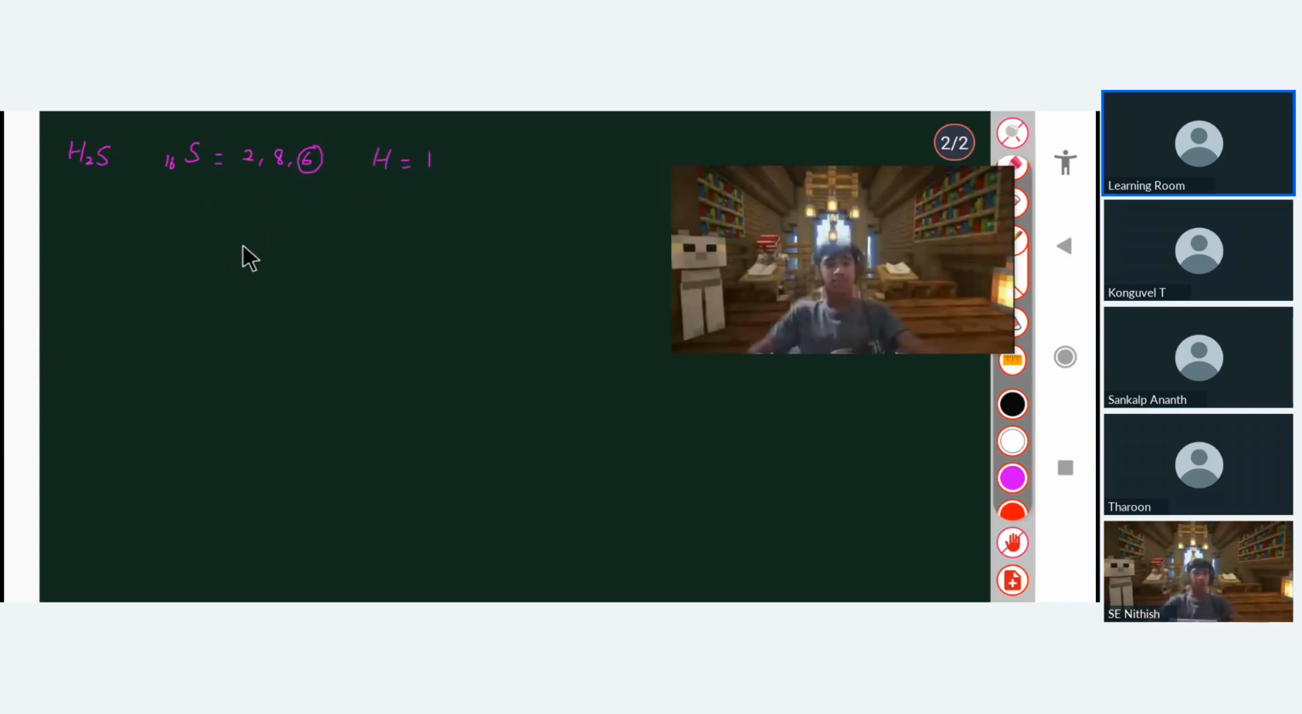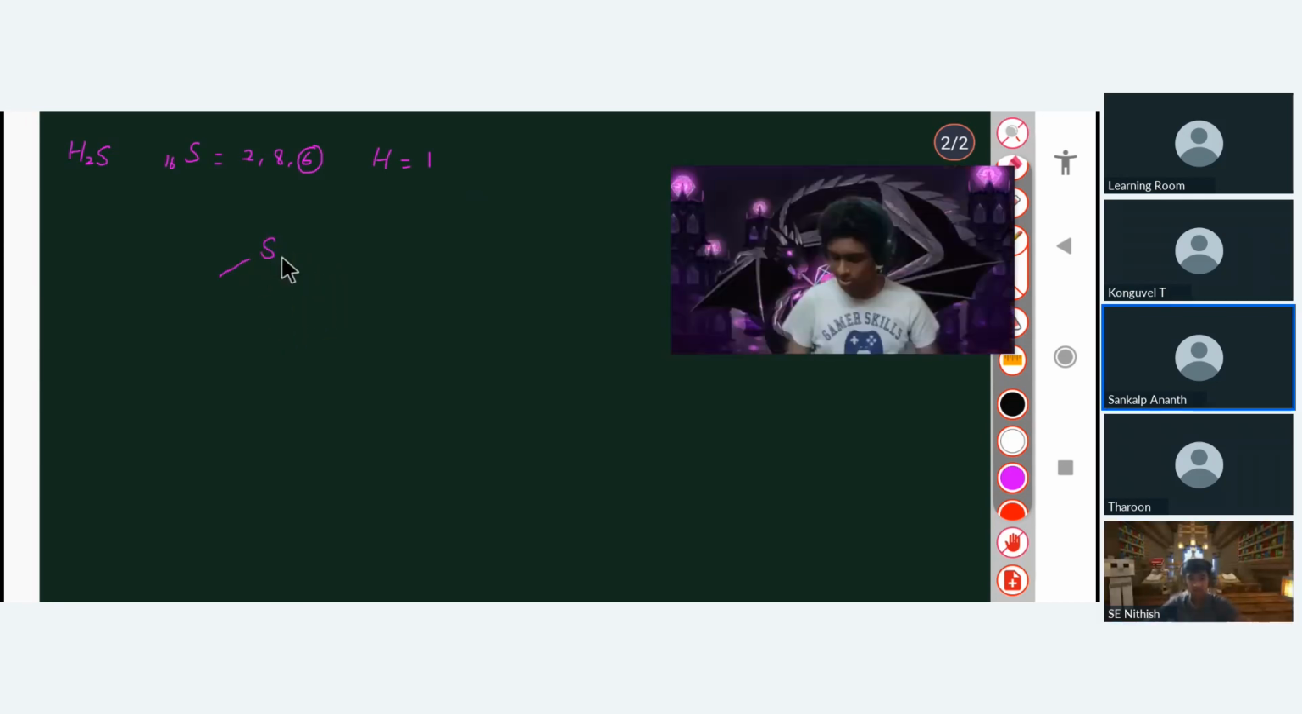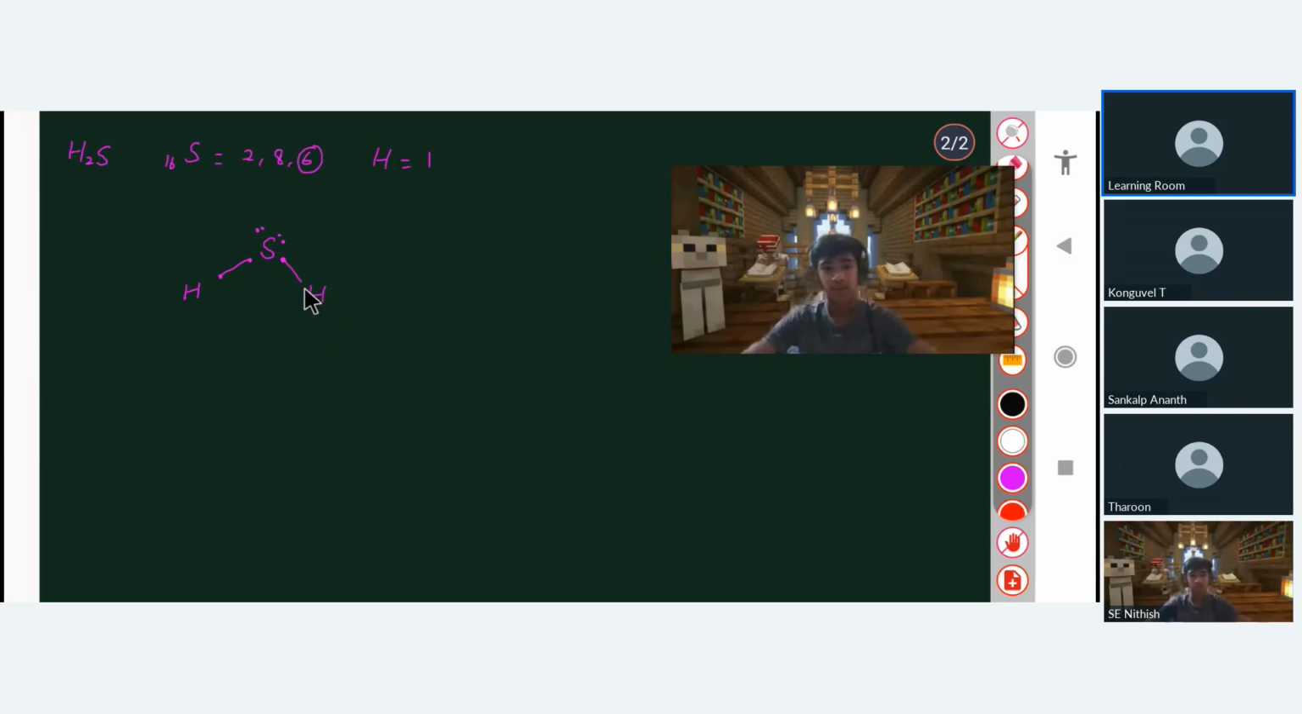So H2S will also have a 104 degree 5 minutes angle, sir. Exactly, it will have an angle less than that. I will write it here that there are 2 electron pairs, that is lone pairs, on the sulfur. That means it will have the same shape as that of water. So it's having a bent shape or V shape, right? Yes, sir.